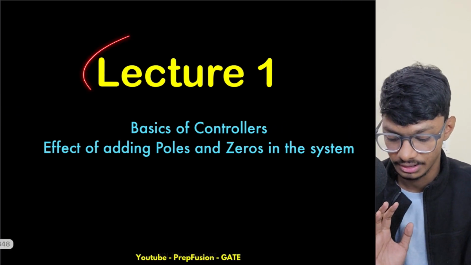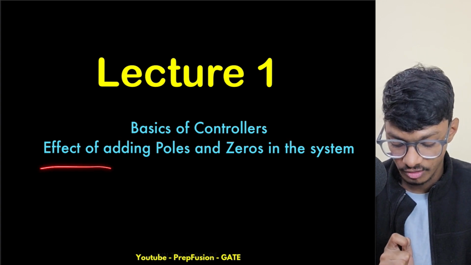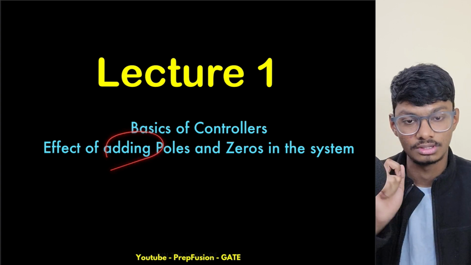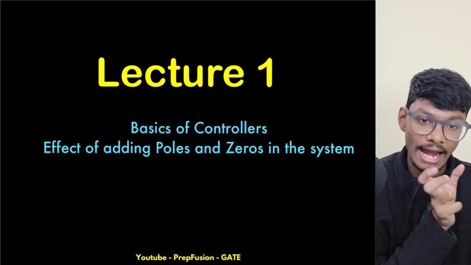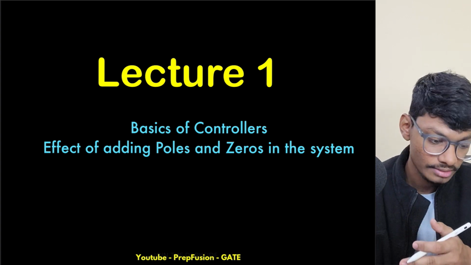So this will be lecture 1 of basics of controllers and the effect of adding poles and zeros in the system. We learned about this in brief in the time response chapter, where we added open loop poles and open loop zeros in the system. Here we'll go into more detail.